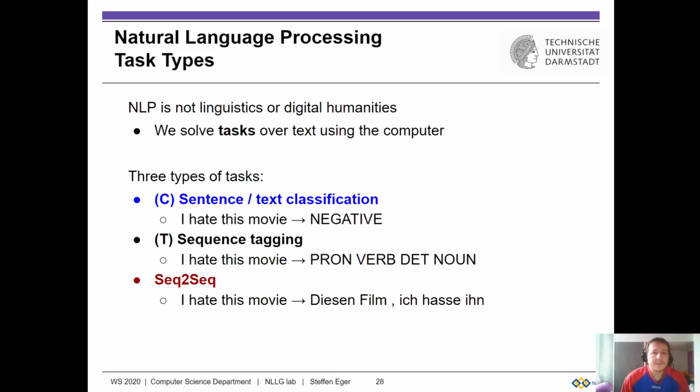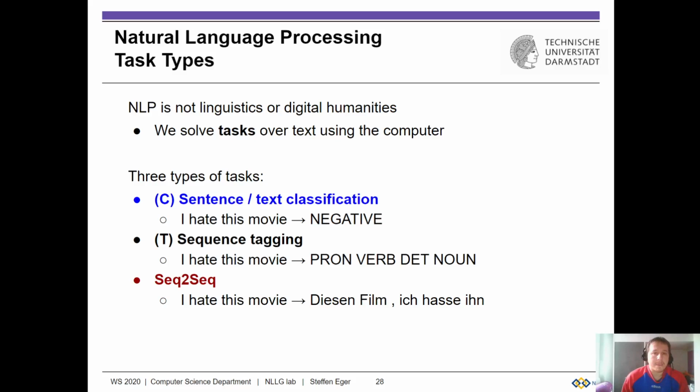Okay, having talked about deep learning, let's now talk a little bit about the second aspect of my talk, namely natural language processing. So the first thing to keep in mind is that natural language processing, even though it has natural language inside the phrase, is neither linguistics nor digital humanities.